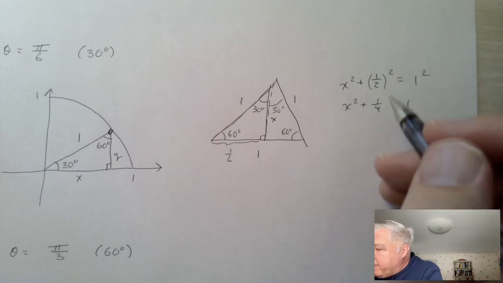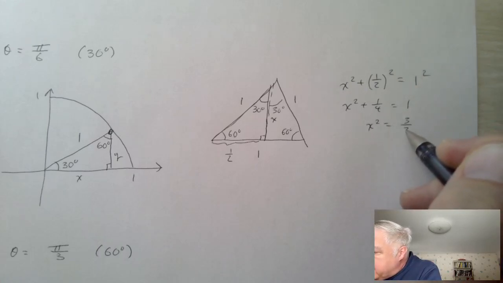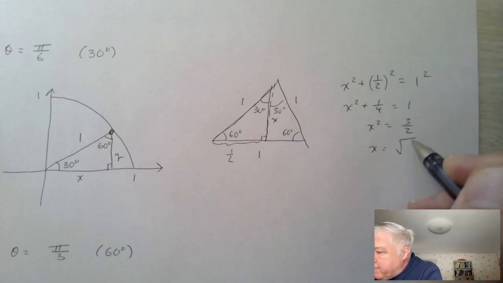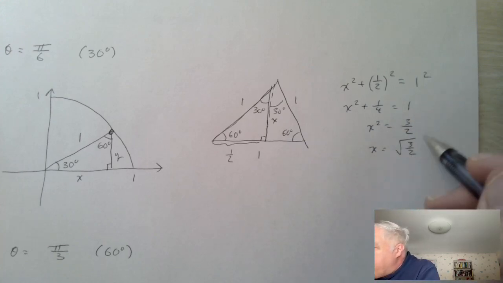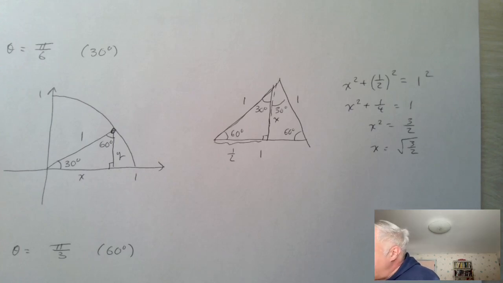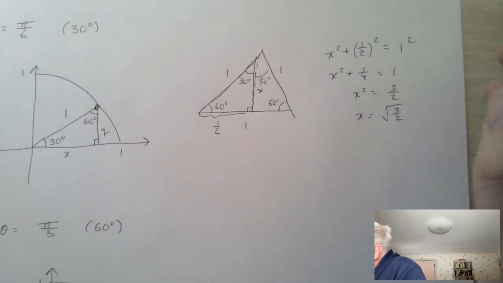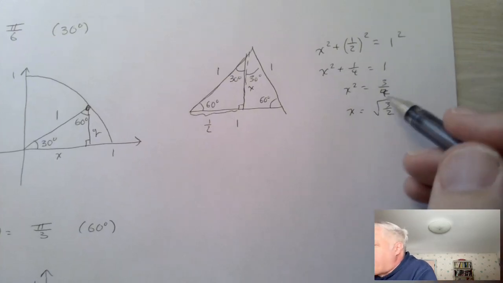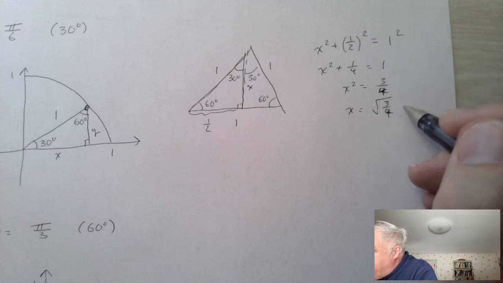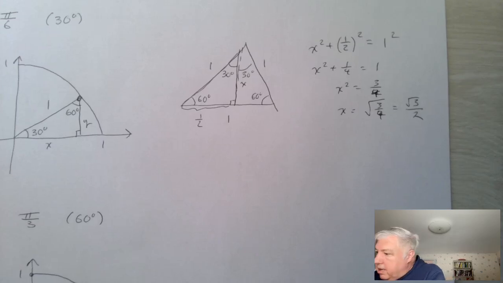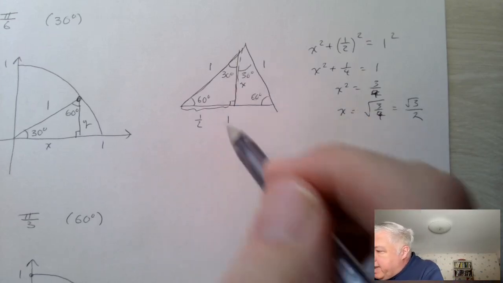And this says x squared plus 1/4 equals 1. You can subtract 1/4 from both sides. And so x squared is 3/2, and then x is going to be the square root of 3/2, which we can again rationalize. Actually, I'm sorry. This should be 3/4. Sorry, this is 3/4. And now we can rationalize this to square root 3/2. So that's what x is.